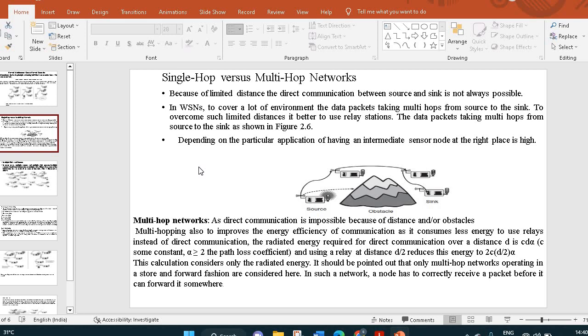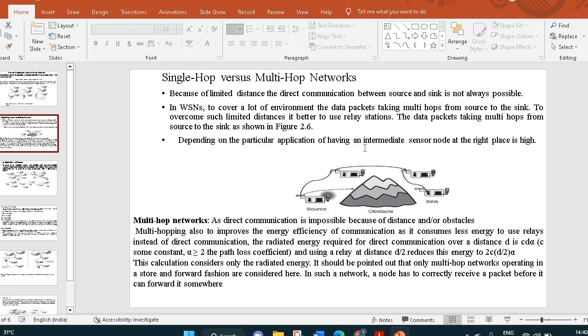Single hop versus multi-hop networks. Because of limited distance, direct communication between source and sink is not always possible. In WSNs, to cover a lot of environment, the data packets take multiple hops from source to the sink. To overcome such limited distances, it's better to use relay stations. The data packets taking multiple hops from source to the sink is shown in the figure.